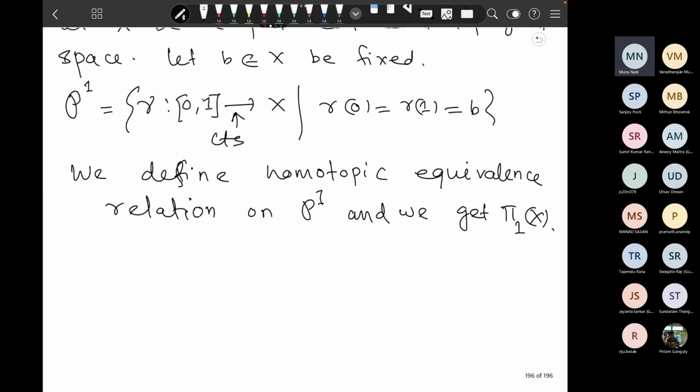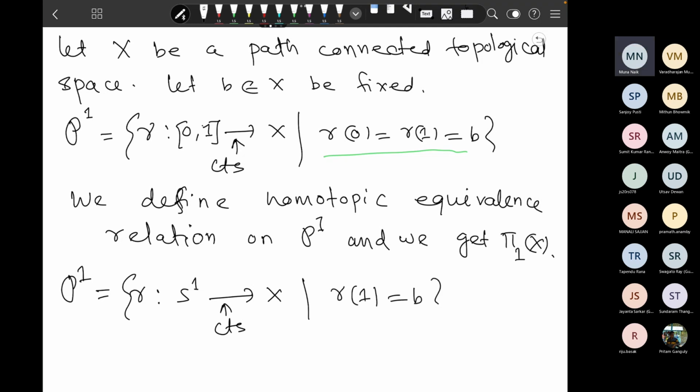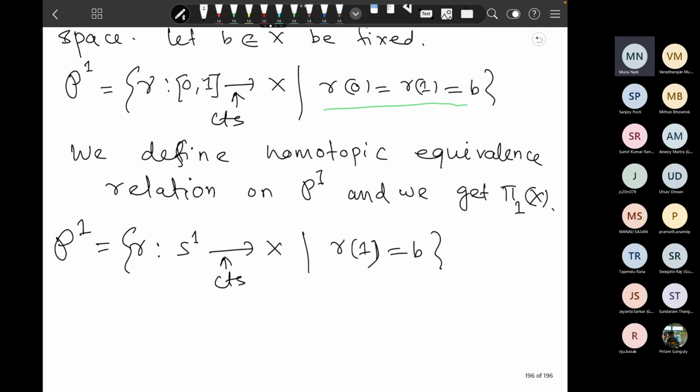Okay, so since gamma is a map from [0,1] to X, and gamma(0) is equal to gamma(1) is equal to b, then you can really say that P1 is nothing but gamma a map from S1 to X. You can think gamma is a continuous map from S1 to X, and gamma(1) is equal to b. And basically you are defining this homotopic equivalence relation on this set P1, where gamma is a map from S1 to X.